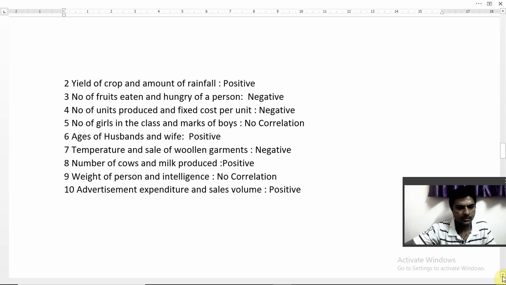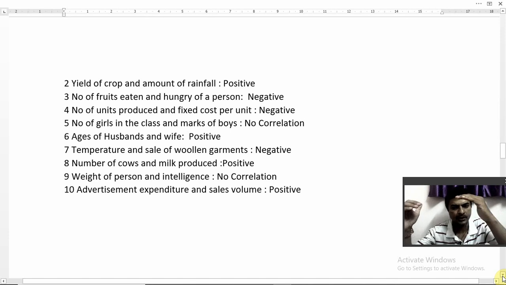Number of girls in the class and marks of boys: no correlation. How many girls there are does not decide the marks you'll get, and how many boys there are does not decide the marks either. So there is no correlation. Age of husband and wife: yes, positive. If the age of the husband increases, automatically the age of the wife increases. They never decrease.